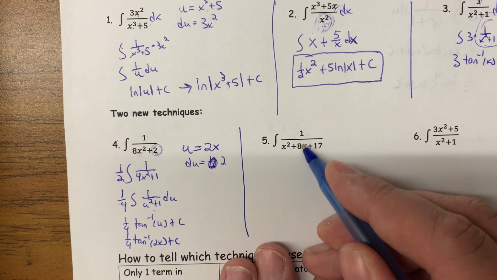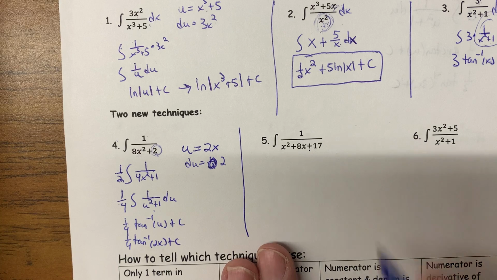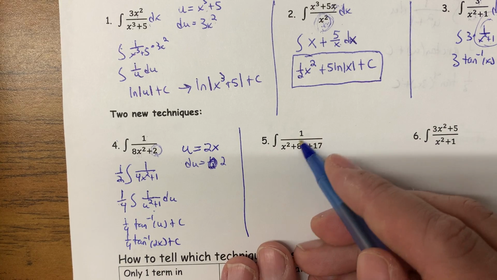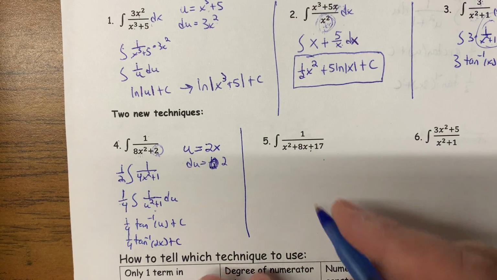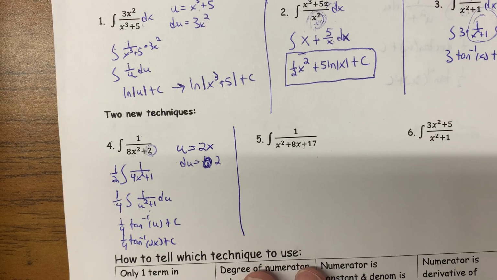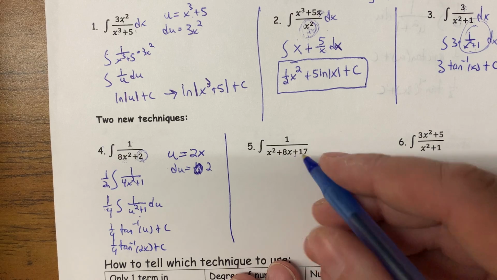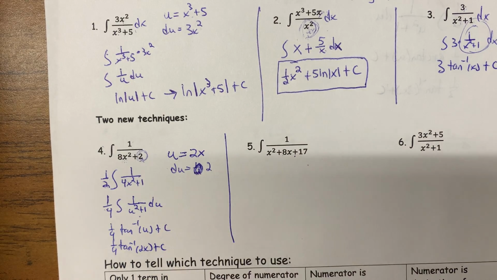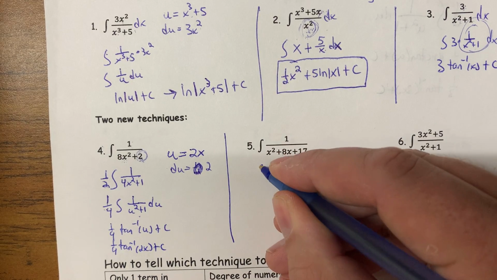This one, okay, so let's look for u substitution. The derivative is 2x plus 8. That's not in the numerator, okay? Let's look, we can't split it up because there's 3 things in the denominator. If there's only 1 thing in the denominator, we can split it up. So this one is also an arctangent one in disguise because we can complete the square. We can turn it into a squared function.